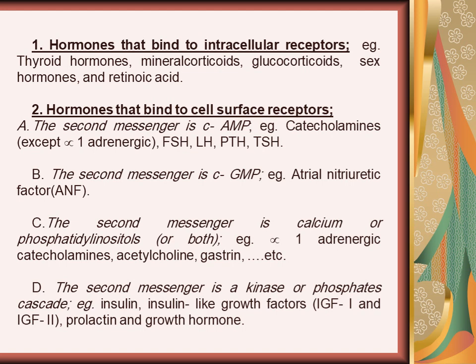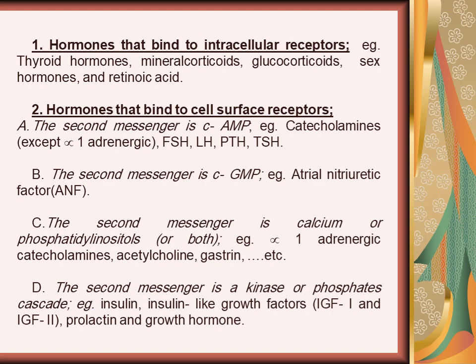First, the hormones that bind to intracellular receptors, for example thyroid hormone, mineralocorticoid, glucocorticoid, sex hormones, and retinoic acid. Second, the hormones that bind to the cell surface receptor. A, the second messenger is cyclic AMP. Examples of hormones that work in this mechanism include catecholamines, except alpha-1 adrenergic, FSH, LH, PTH, and TSH.